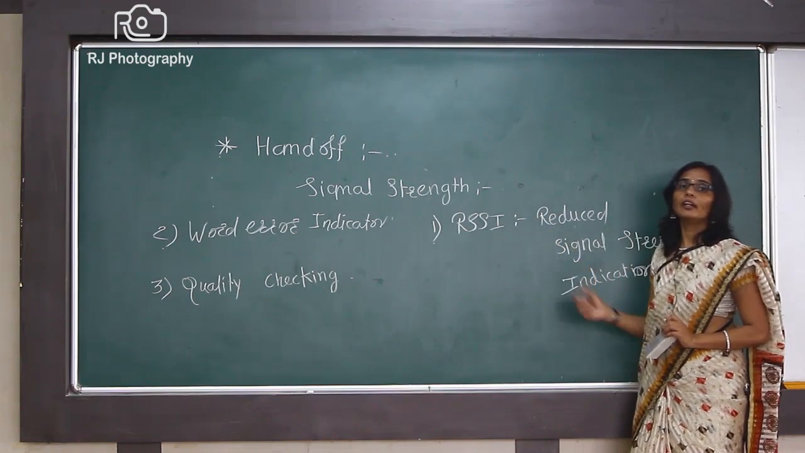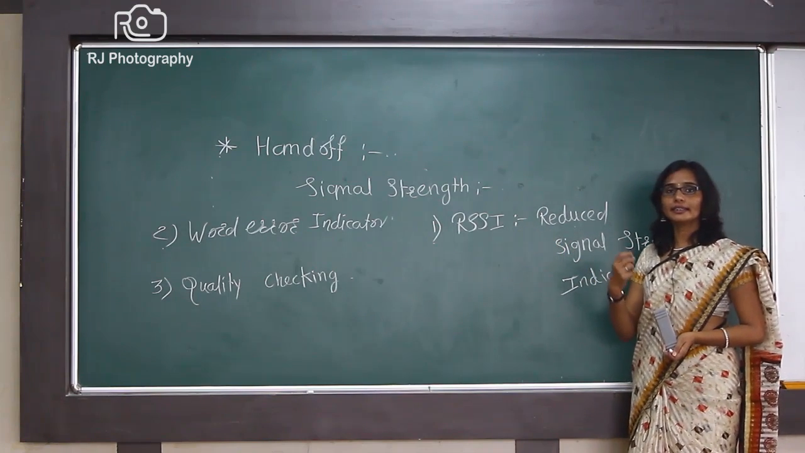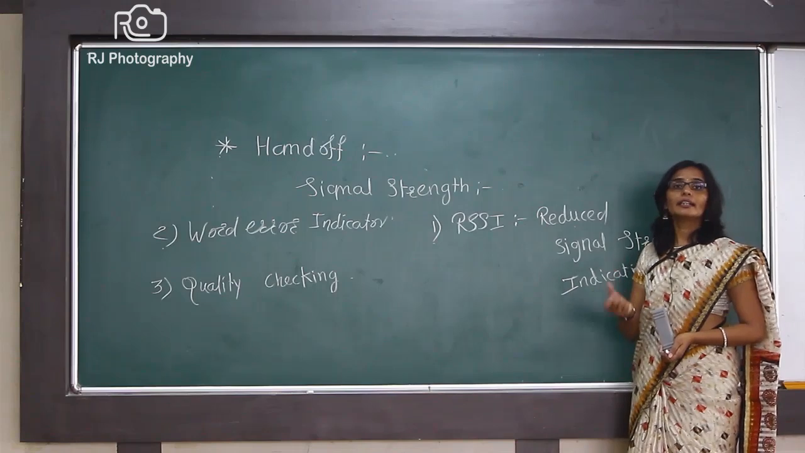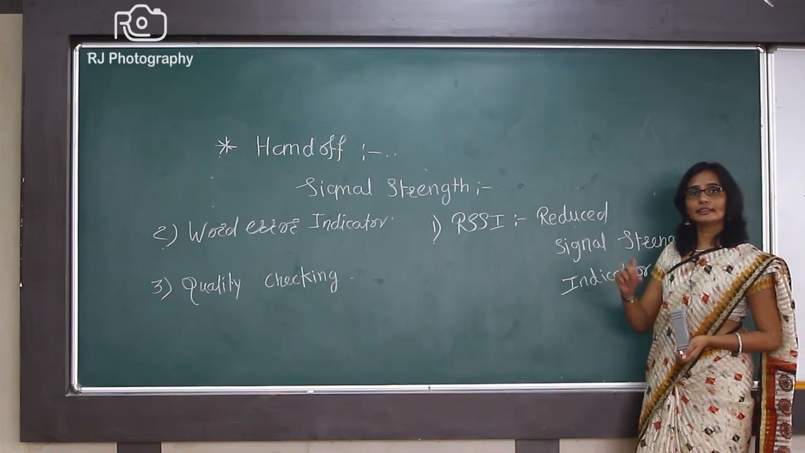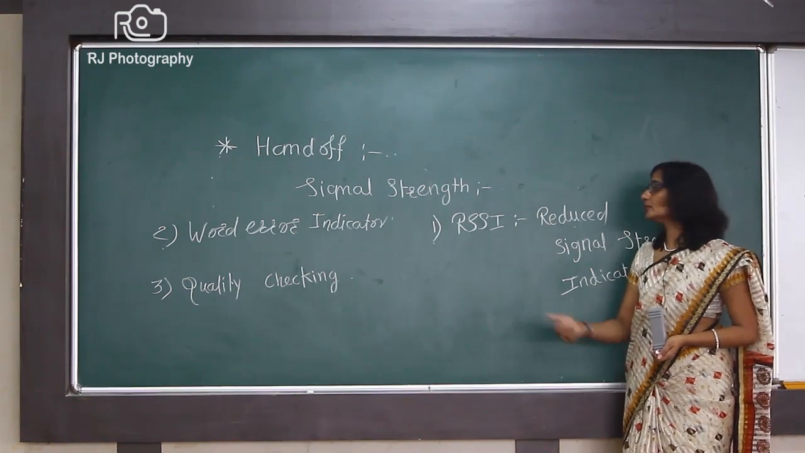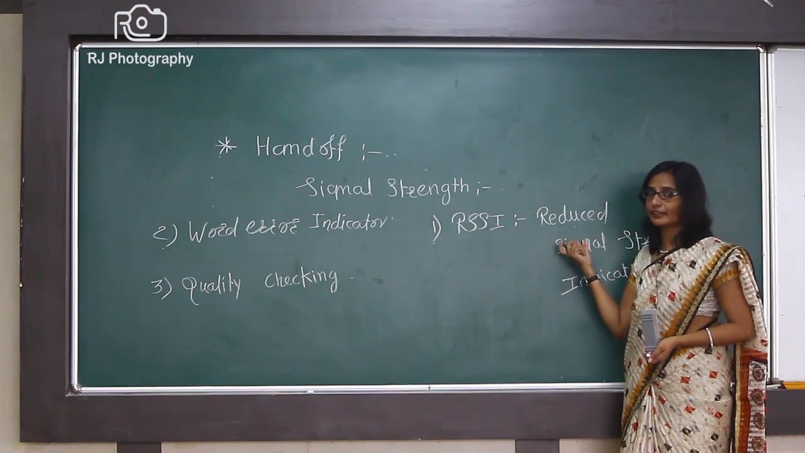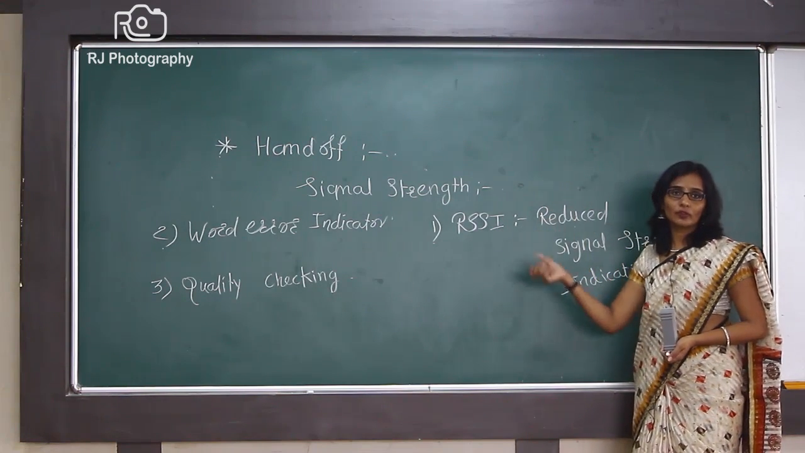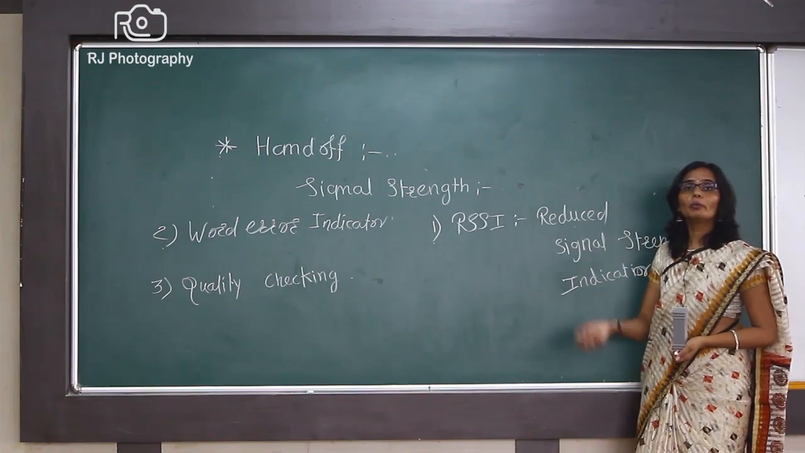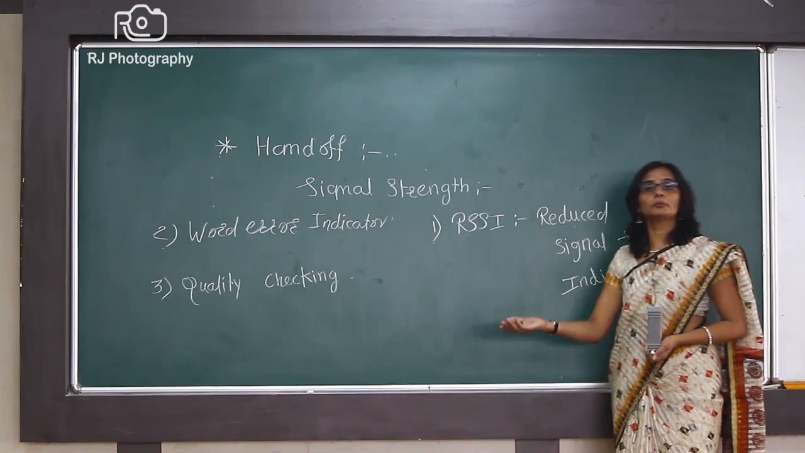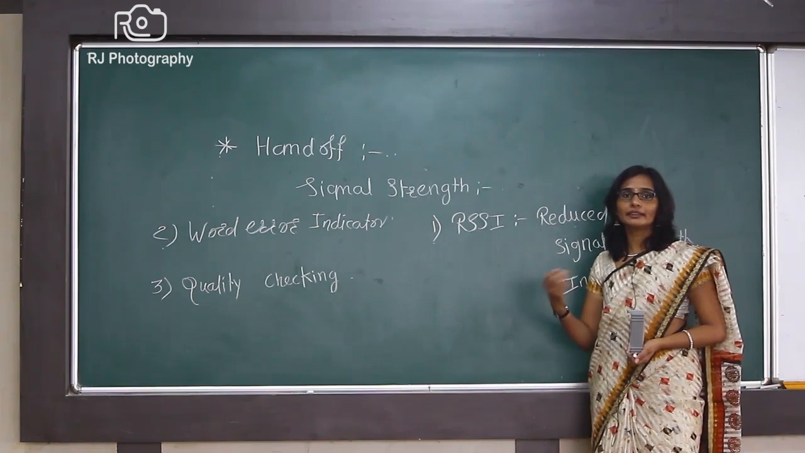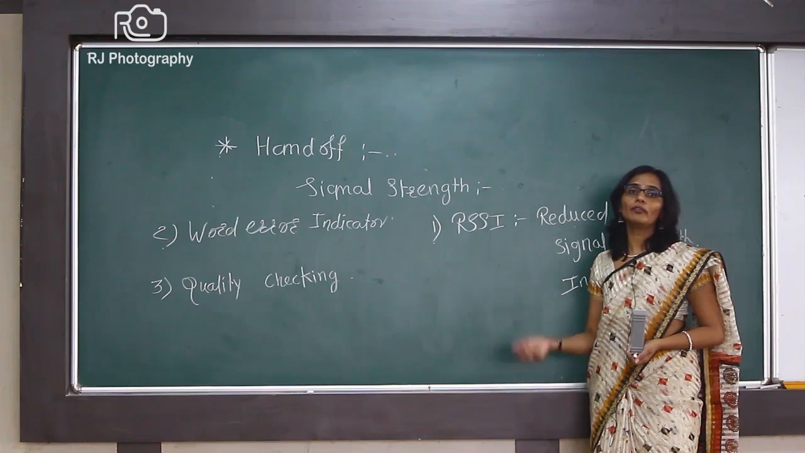Now the very first technique is the RSSI, that is the received signal strength indicator. In this technique, the mobile station continuously checks the signal strength. There are certain devices inside the mobile receiver that help us to measure the signal strength. If the mobile finds that the signal strength received is less than the range of 90 to 100 dBm, automatically the mobile station informs the base station that the power strength is reduced and there may arise a need of handoff.